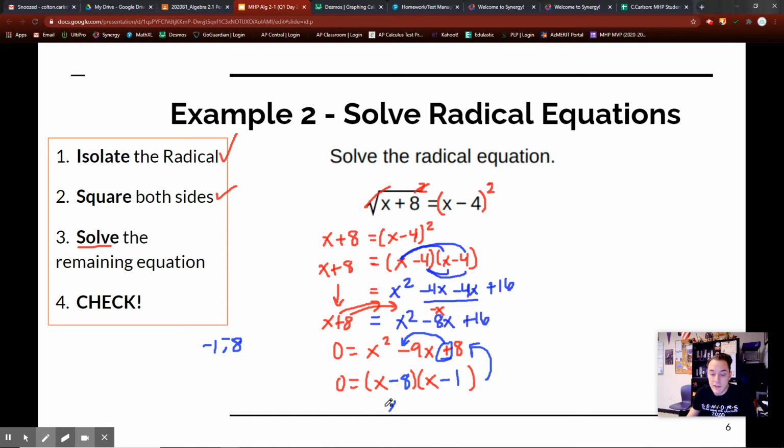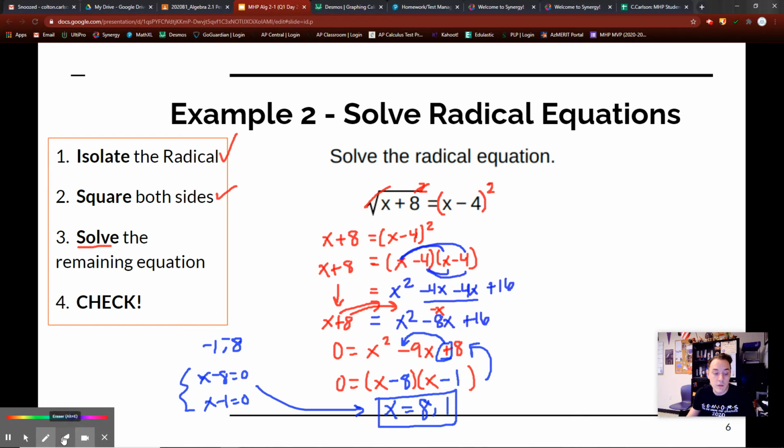So now what I have is x equals 8 and then positive 1. Now usually what we would do is the zero product property, and we would say x minus 8 equals 0 off to the side. So x minus 8 equals 0. We would also have x minus 1 equals 0, and then solve for that way. I'm probably going to skip that small step for the next couple slides just to save time.